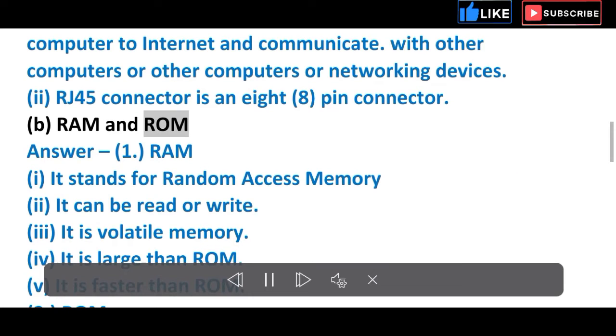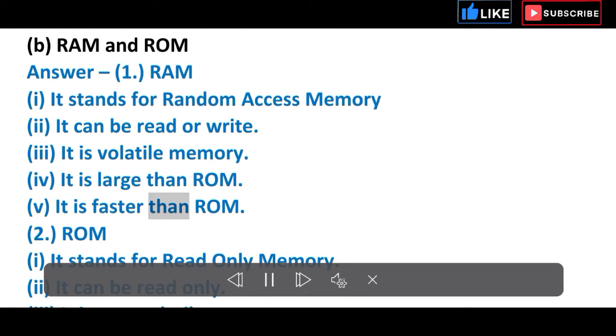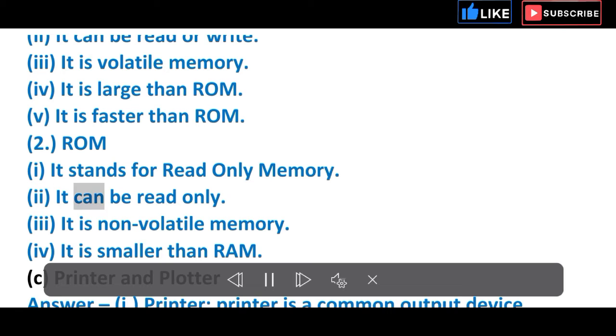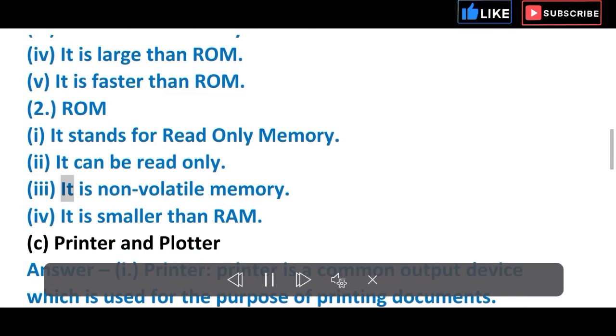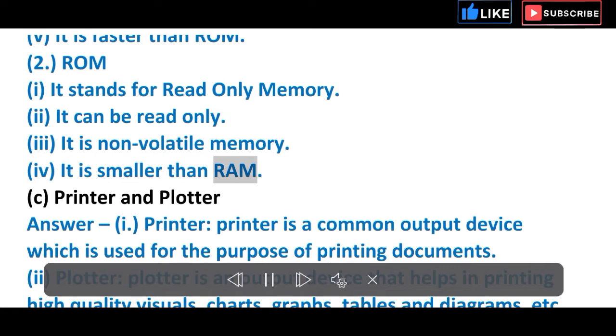B. RAM and ROM. Answer: 1. RAM. I. It stands for Random Access Memory. II. It can be read or written. III. It is volatile memory. IV. It is larger than ROM. V. It is faster than ROM. 2. ROM. I. It stands for Read Only Memory. II. It can be read only. III. It is non-volatile memory. IV. It is smaller than RAM.